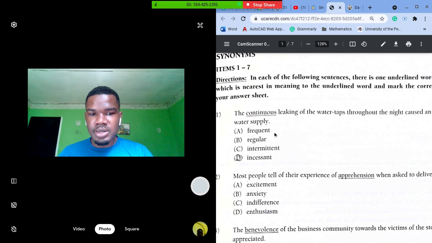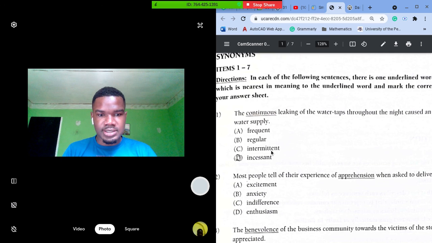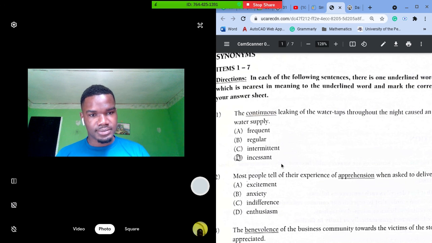So it wouldn't just be frequent. Frequent means it's happening at some interval. Regular means that it's happening throughout, but it doesn't signify that it's a little bit of an annoyance. Intermittent, that's another interval. Happens, then it stops, happens, then it stops. But the best word to show that it is not only happening, but to the point where it's a little bit annoying, is incessant.